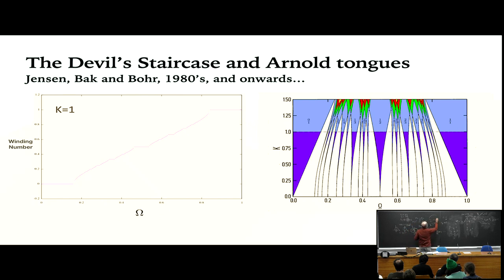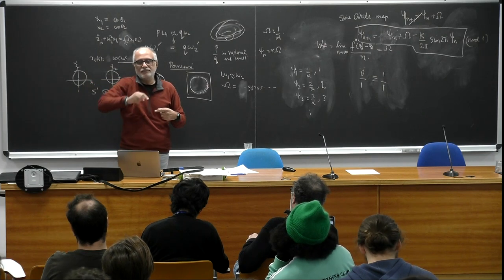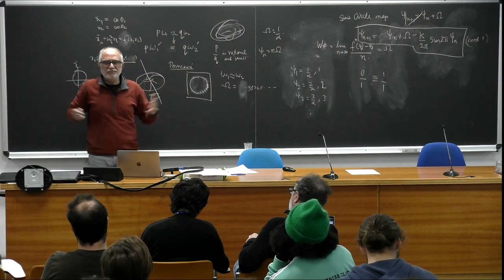1 is to 1 is an orbit that just goes around like that. 1 is to 2 would be an orbit that goes around twice in one direction and once in the other direction. Like that.